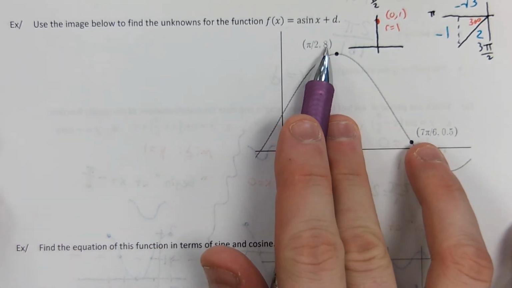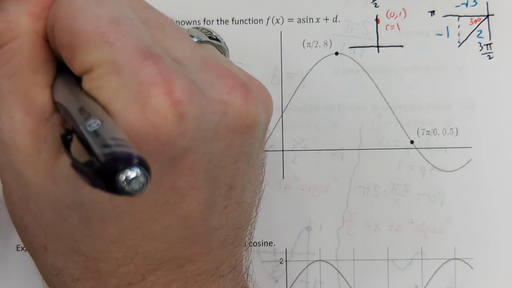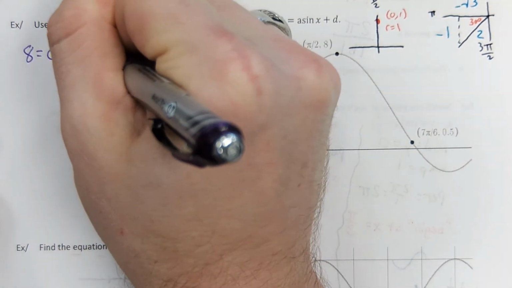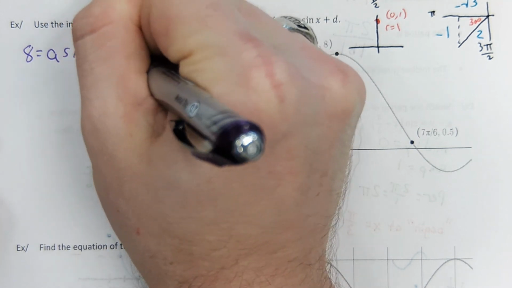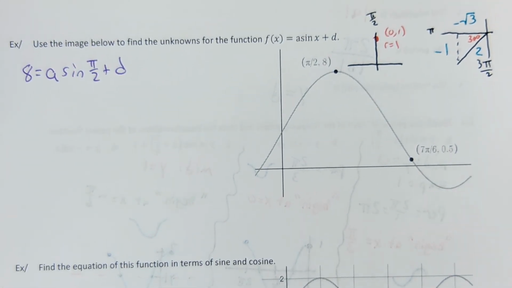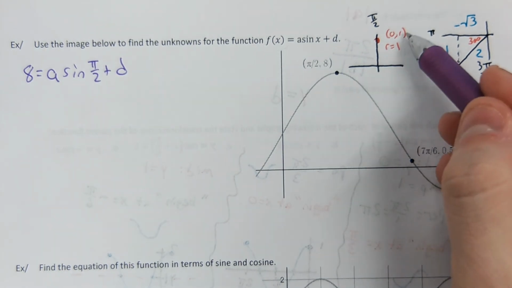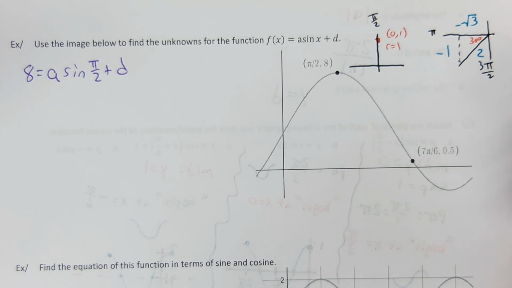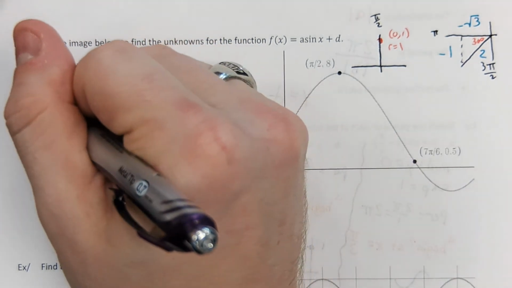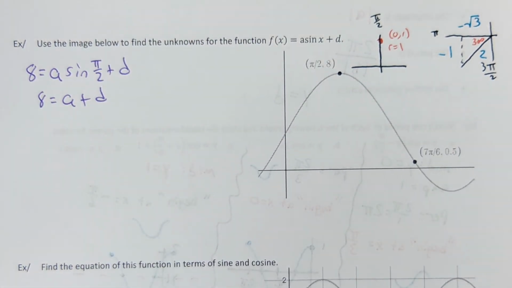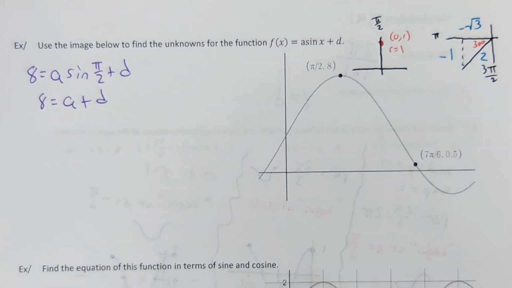Using 8 as your f of x, you're going to have 8 equals a times the sine of pi over 2 plus d. Well, let's see what sine of pi over 2 is. Sine is y over r. Oh, that's just 1. So that gives me that 8 equals a plus d, because sine of pi over 2 is just 1.